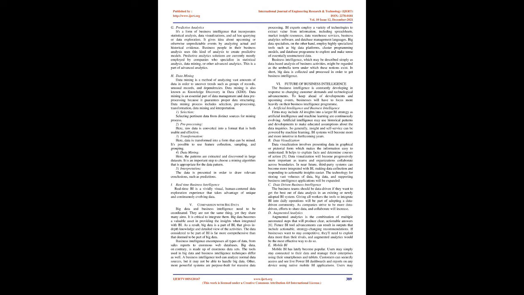1. Selection. Selecting pertinent data from distinct sources for the mining process. 2. Pre-processing. Here, raw data is converted into a format that is both usable and effective. 3. Transformation. Here, data is transformed into a form that can be mined. It's possible to use feature collection, sampling, and grouping. 4. Data mining. Here, the patterns are extracted and discovered in large data sets. It is an important step to choose a mining algorithm that is appropriate for the data pattern. 5. Interpretation. The data is presented in order to draw relevant conclusions, such as predictions.